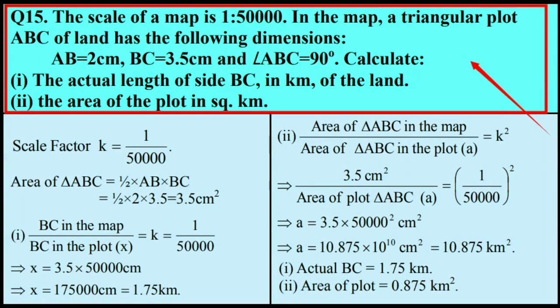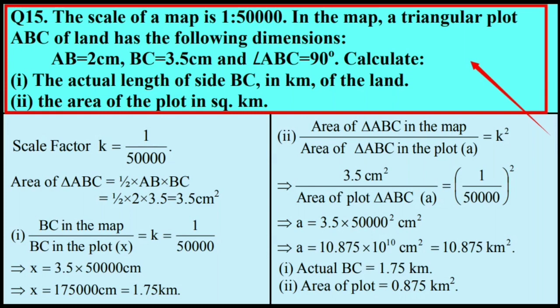Here is a question on application of map. Question number 15. The scale of a map is 1:50,000. In the map, a triangular plot of land ABC has the following dimensions: AB equal to 2 cm, BC equal to 3.5 cm, and angle ABC equal to 90 degrees. Calculate number 1, the actual length of side BC of the land in kilometers. Number 2, the area of the plot in square kilometers.